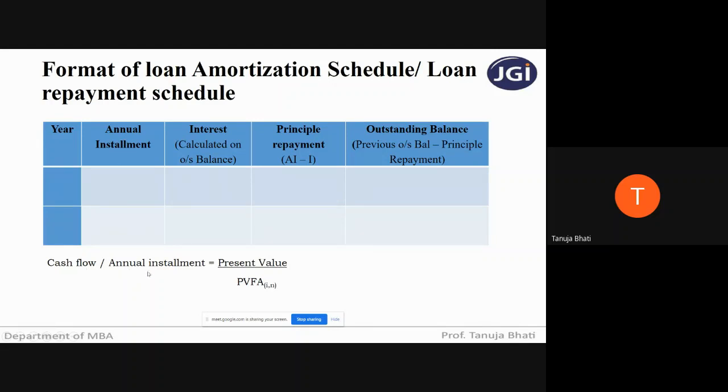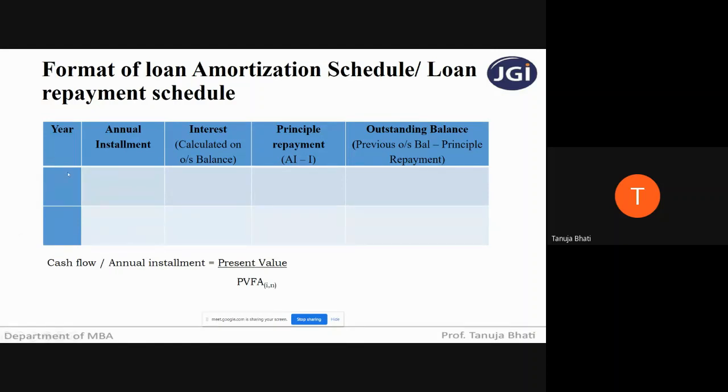Just look down, there is a formula. Cash flow or annual installment is nothing but present value divided by present value annuity factor, which you calculate using I and N. This is the same formula as present value equals cash flow into present value annuity factor. You have just taken cash flow to the left-hand side and got the formula. It is not a new formula that has been derived; it is the formula of the present value itself. Why are we using the annuity factor? Because the amount of repayment of the installment is going to be the same every year.